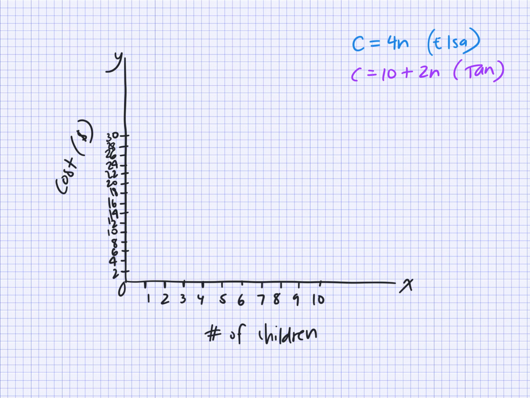I'm going to use blue for Elsa. We already talked about this. Elsa's direct. She starts at 0, 0. Every time she adds a child, she charges $4. So 2 kids is $8. We're going up by 4 every time: 4, 8, 12, and so on. Once you've figured out the coordinates, we can connect the line. This represents Elsa.